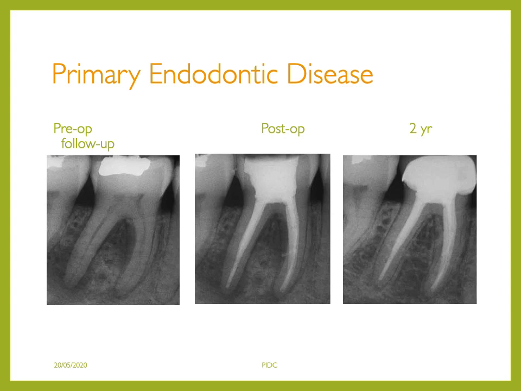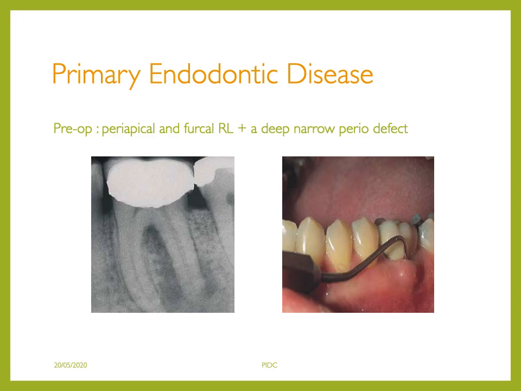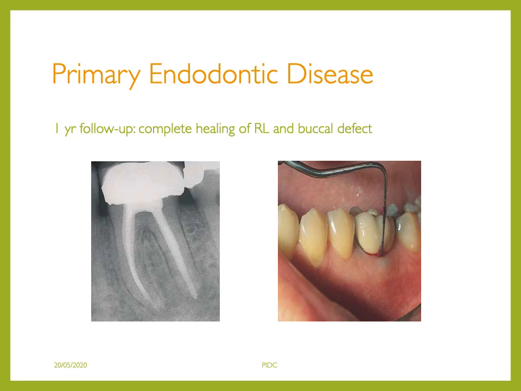Coming to the example, you can see a pre-op radiograph, first one, second one after RCT, then the third one a 2-year follow-up. When you compare to the first one, there is healing taking place at the root apex. Another example, a periapical radiograph. In the first one there is a periapical defect and a narrow pocket. At 1-year follow-up after root canal therapy, the periapical defect is gone and the pocket is also gone. So a primary endodontic lesion will heal with endodontic therapy.